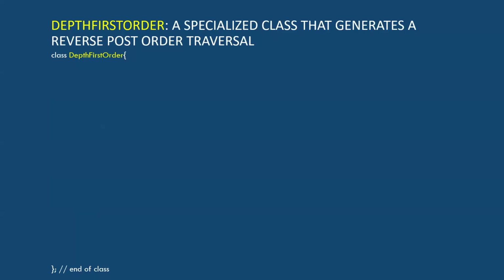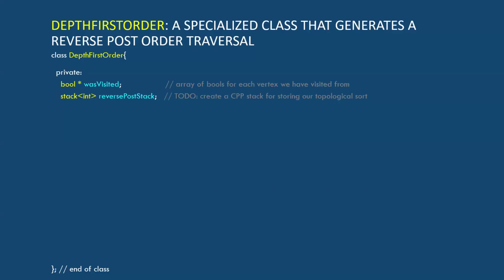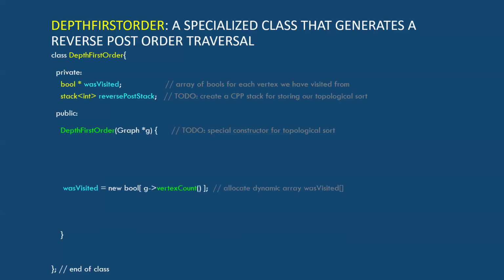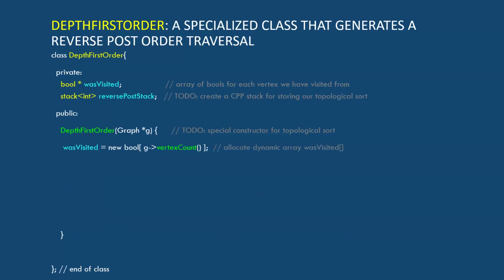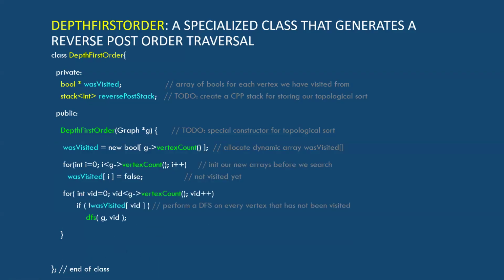So here's our depth first order class. We're going to create a class that, like the path class and the connected component class, is based on the graph. We need a was visited. We need a stack that we can fill up when we unwind. There's our constructor. Somebody gives us a pointer to a graph. We will call the graph to get its vertex count and build our was visited array. And we will initialize it, and then we begin our depth first search.